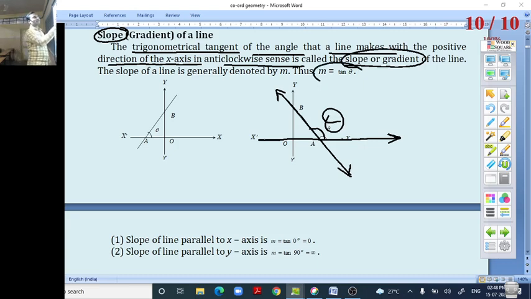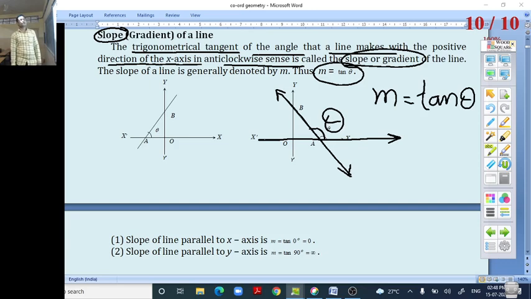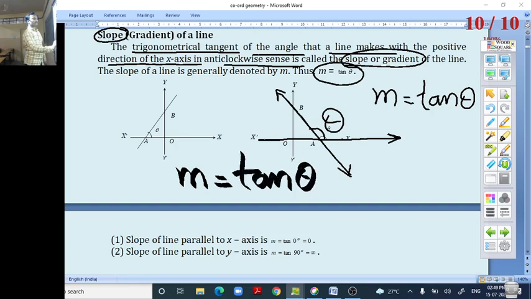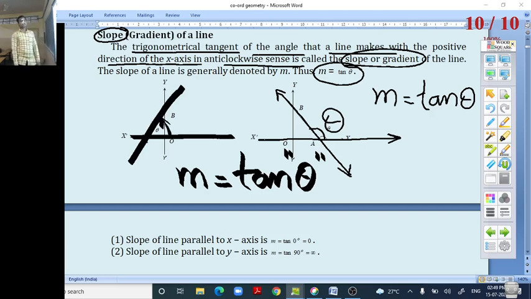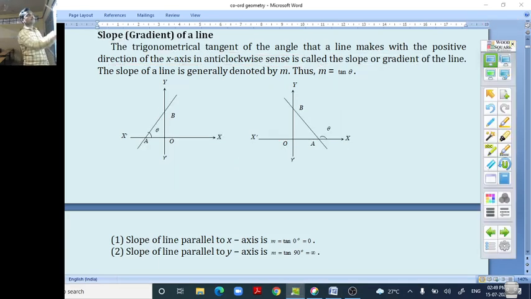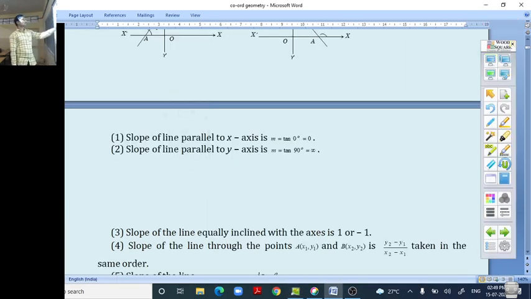Basically, slope is denoted by m equals tan theta. So the slope is represented by m, whose trigonometric value is tan theta, where theta is the angle of inclination between the positive x-axis and the line. This angle of inclination determines the slope of the line. Okay, next, look at this.